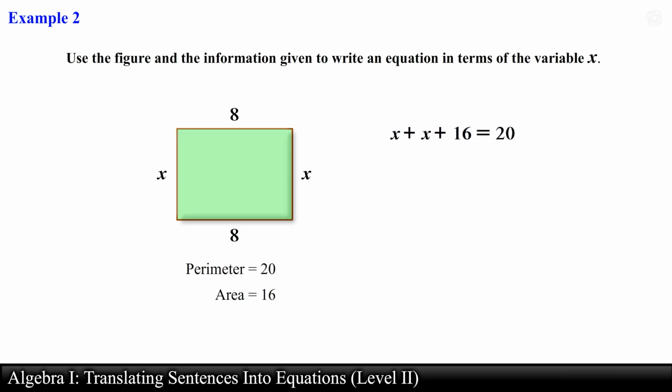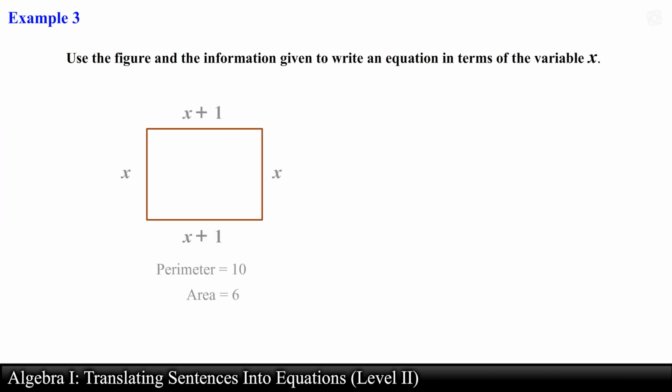Now, for the area of the rectangle, we know that it's going to be equal to the length times the width. So the length is equal to 8, and the width is equal to x. So we multiply these two expressions and obtain 8x. And we are also given that the area of the rectangle is equal to 16. So the final equation that represents the area of the rectangle is written as 8x equals 16. Alright, let's try the next one.